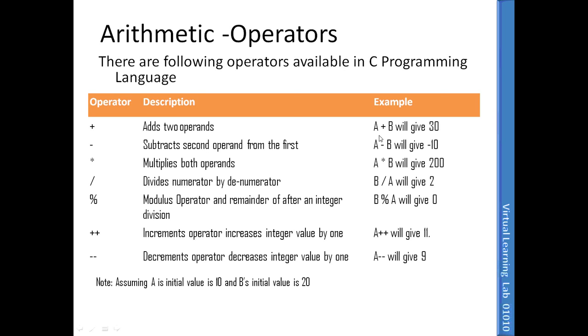Plus works the same as we do in math. A plus B will give 30 if A is 10 and B is 20. Subsequently, if you are using A plus plus, it means we are increasing the value of A by 1. It gives you 11, because A's initial value is 10.